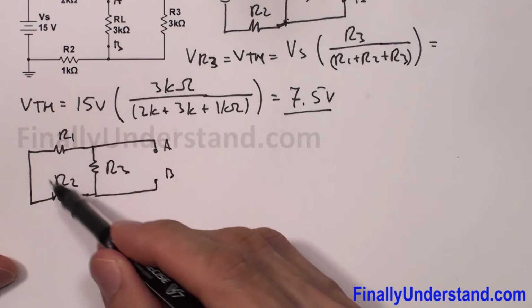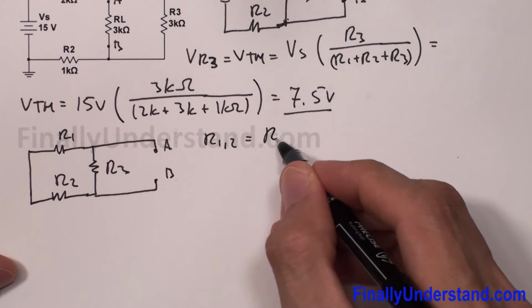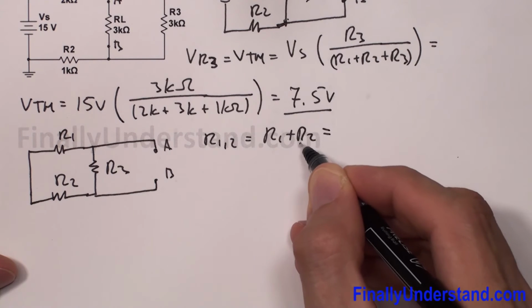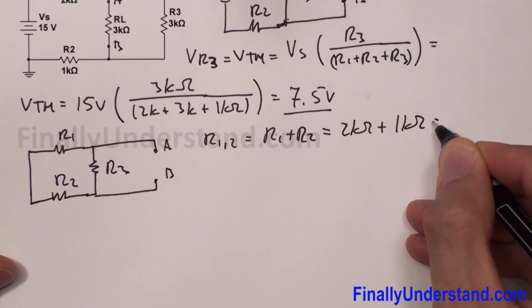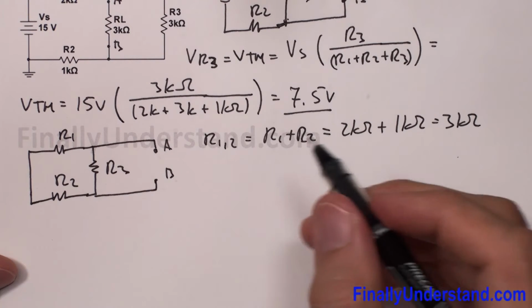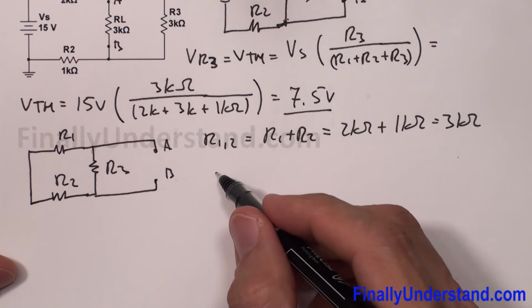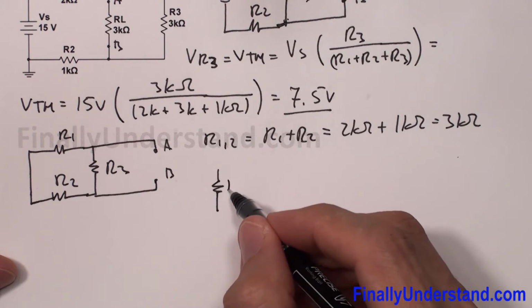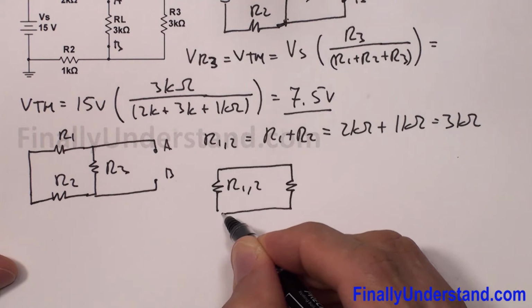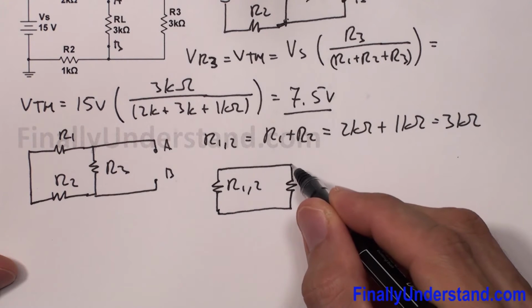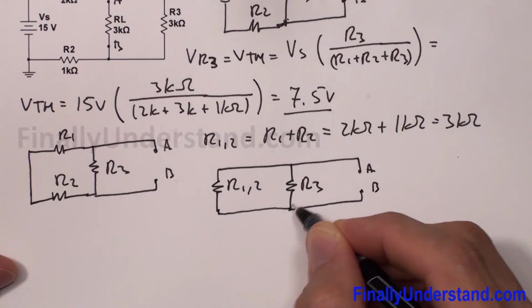Now please notice that these 2 resistors are in series, so I'm going to find R1,2, which is simply R1 plus R2, and I have 2 kilo ohms plus 1 kilo ohm, this is equal to 3 kilo ohms. And now I can redraw the circuit again. Okay, let me draw this over here. So I have R1,2, and I have R3. So these are my points A and B.